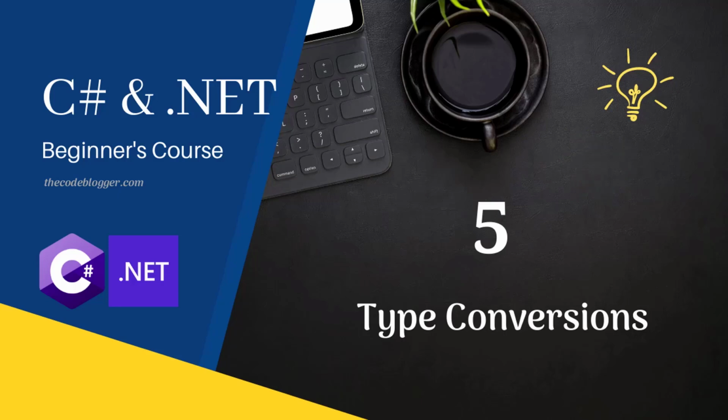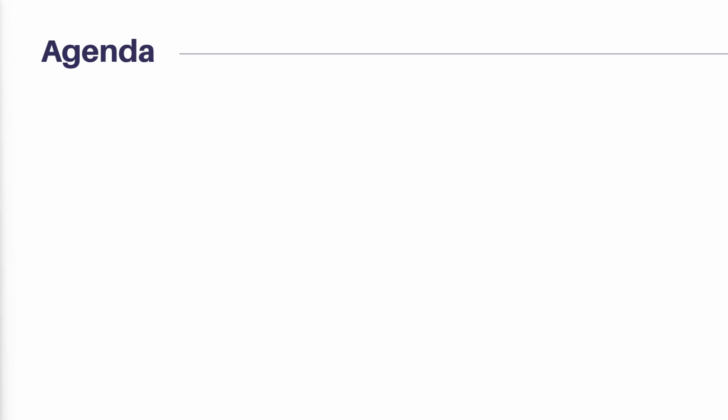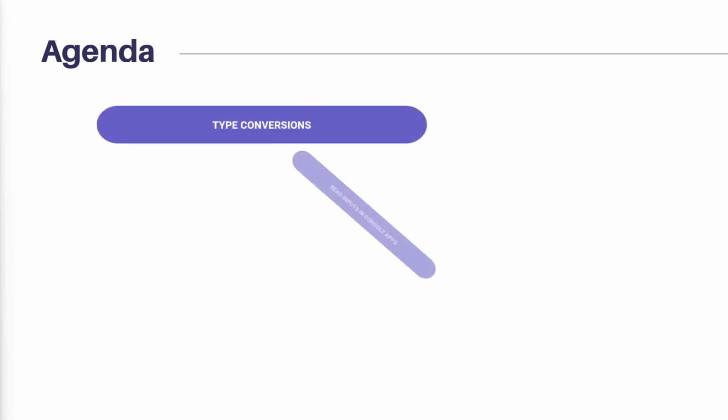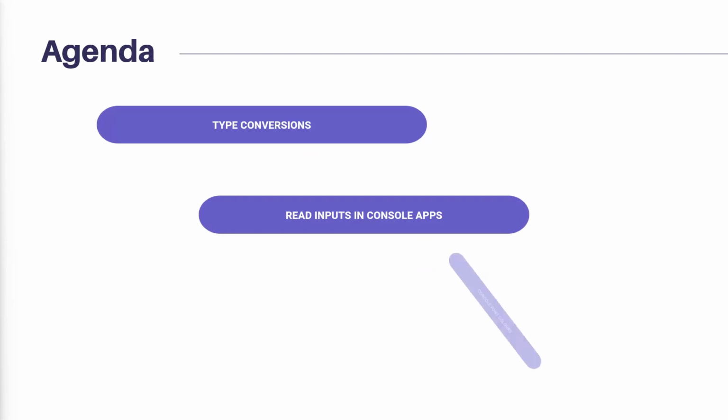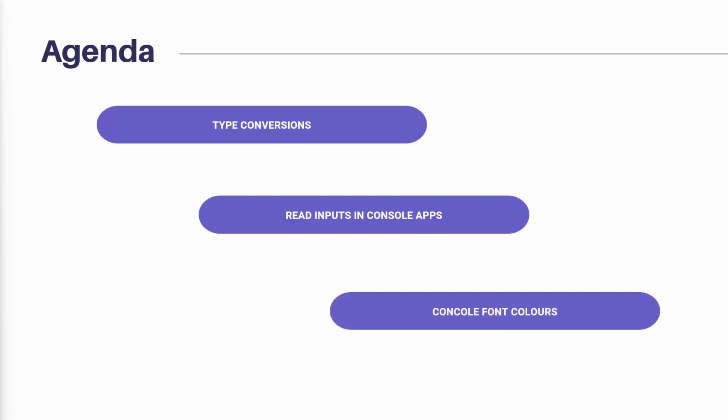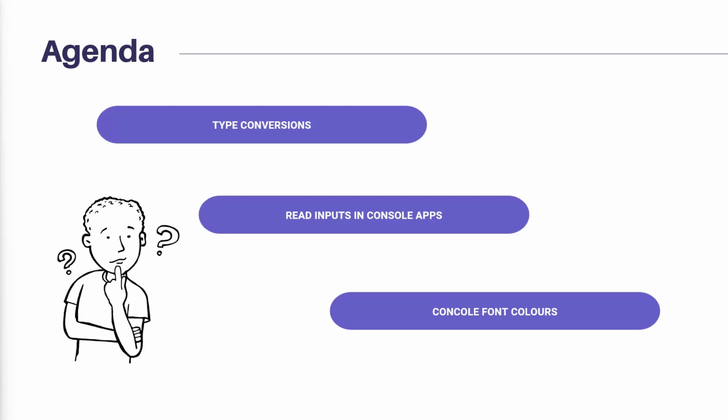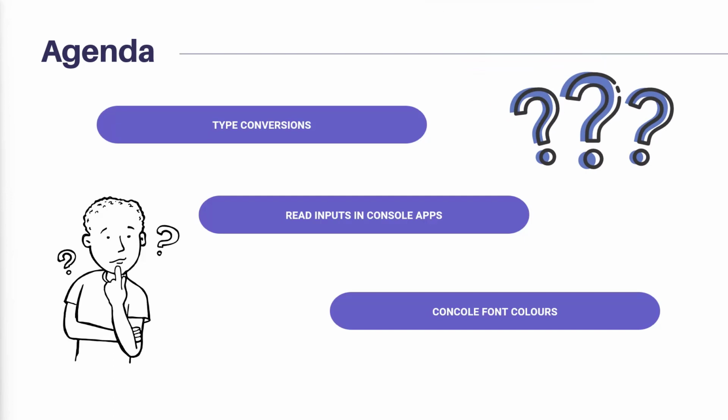We have seen variable declarations and data types. We also used Console.ReadLine for printing the values. In this chapter, we will start discussion with the concept of type conversions. Then, we will see how to read inputs from the user. We will also have a look at how to set font colors for the text that is printed by using Console.ReadLine. Let's begin with the basics that we have covered yet.